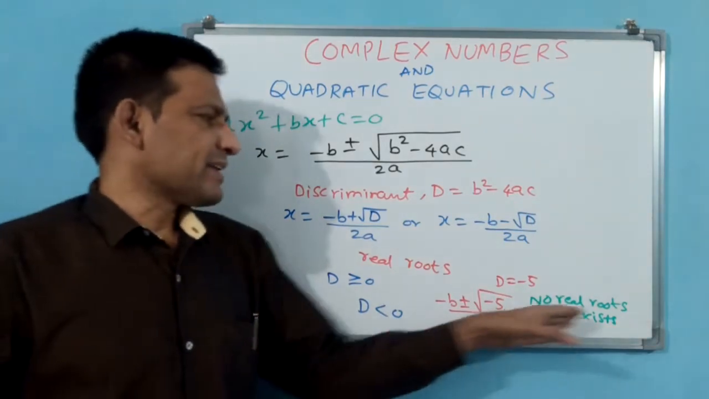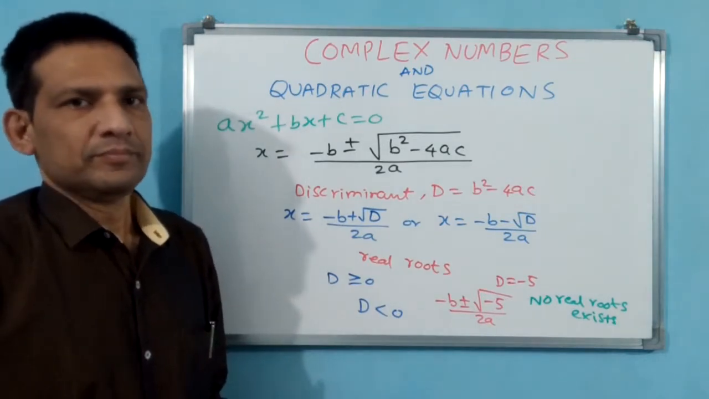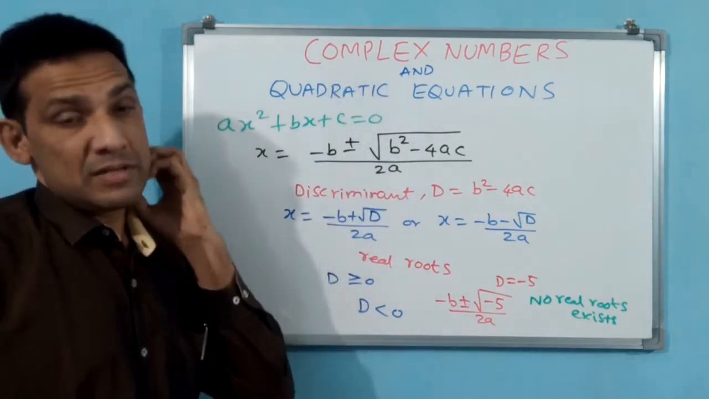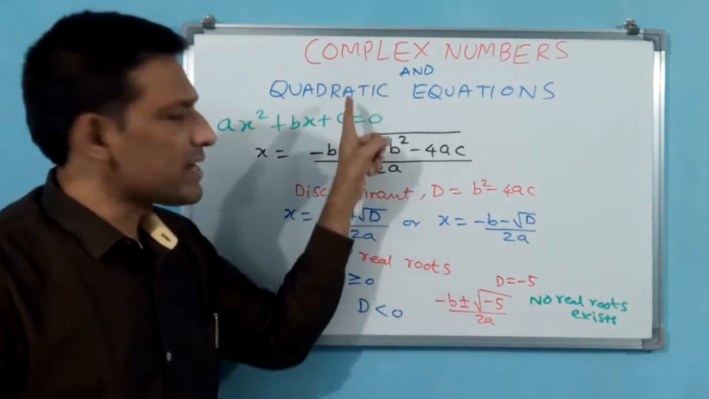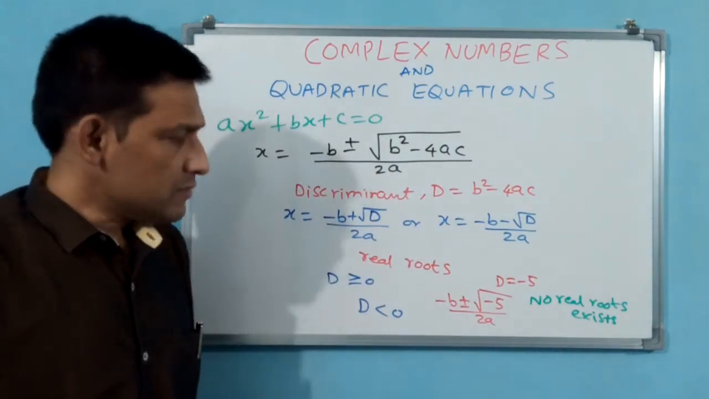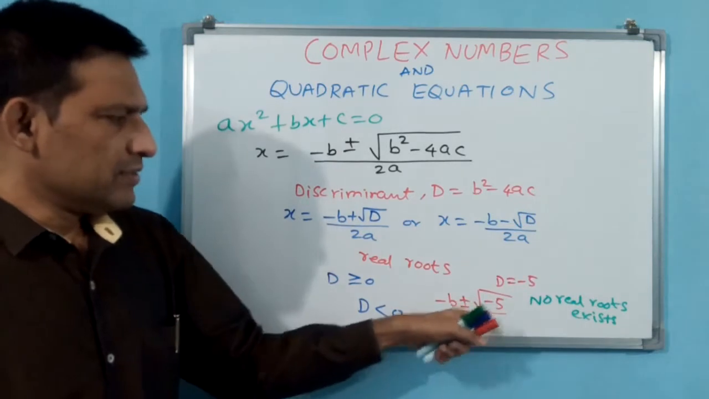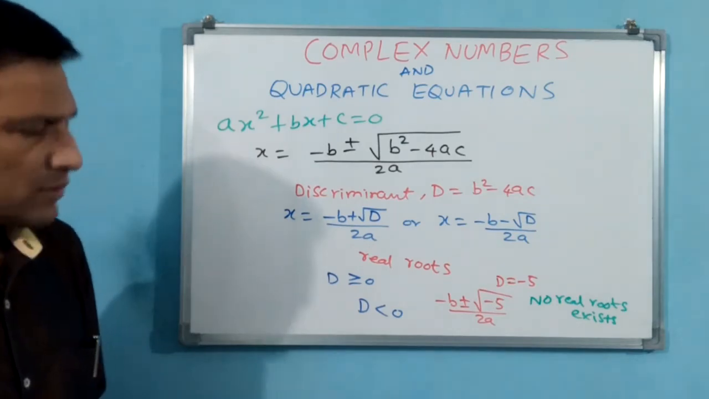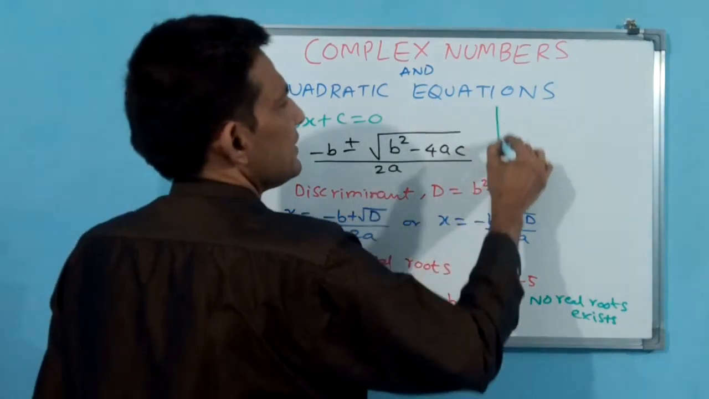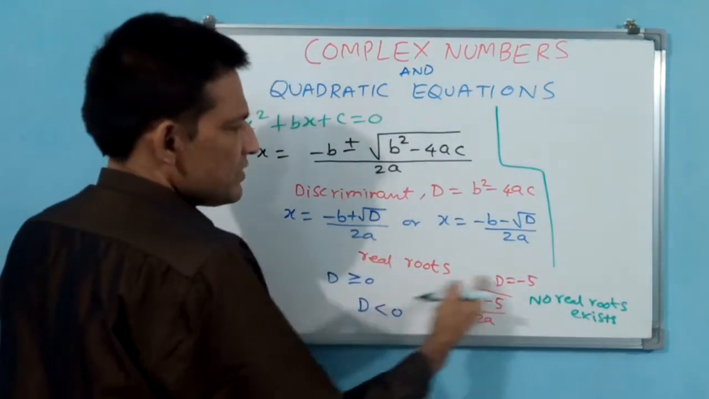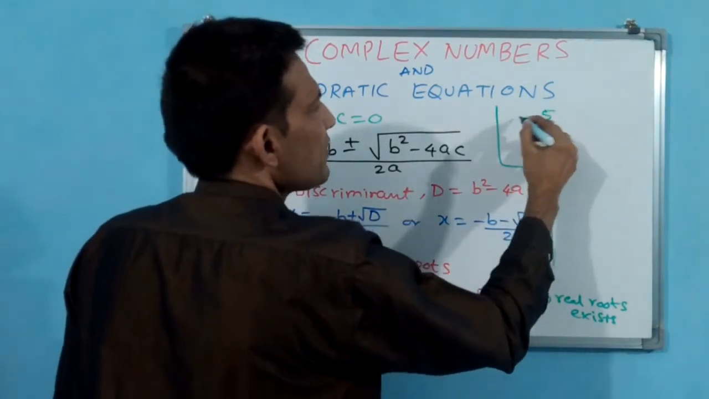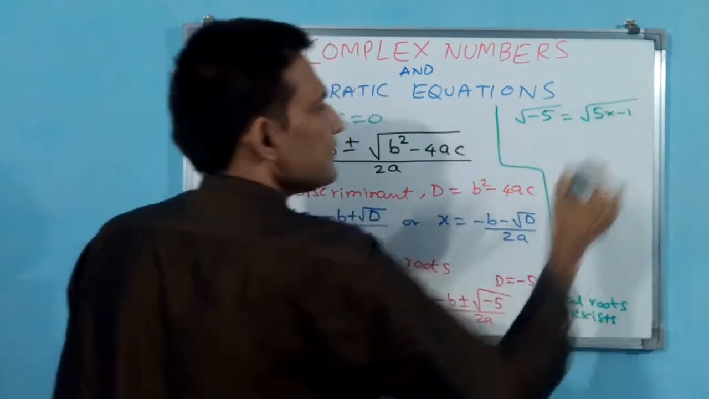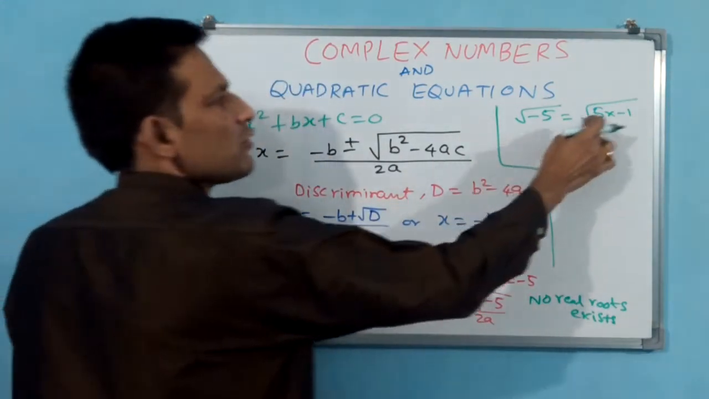This practice we have done up to class 10. But now we came to class 11 and a new concept has come, complex numbers, and these complex numbers came from this quadratic equation only. Now for example, this square root of minus 5 we can make into some value. How? You see, D is equal to minus 5. Minus 5 under the root, I can also write as 5 into minus 1 under the root.